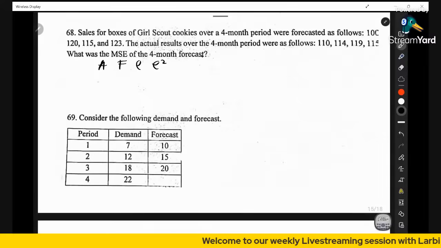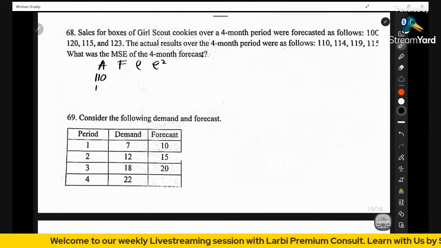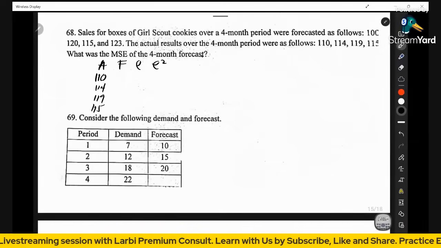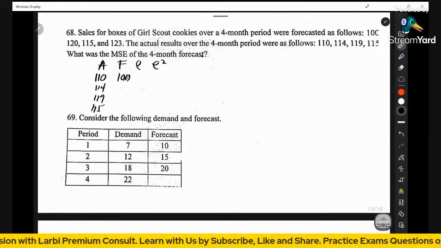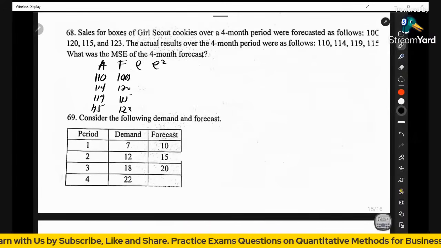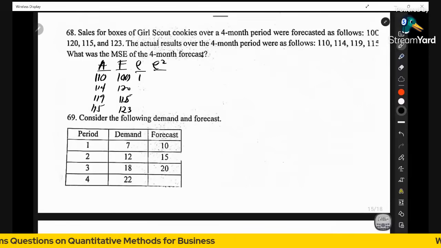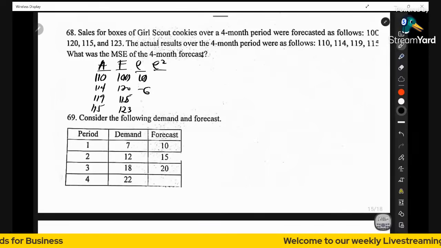So what was the actual? The actual was 110, 114, 119, then 115. Then the forecast is 100, 120, 115, and then 123. So what will be the error? The error is the difference between actual and forecast. So here is going to result to 10. Here is going to result to -6. Here is going to result to +4. Here is going to result to -8.